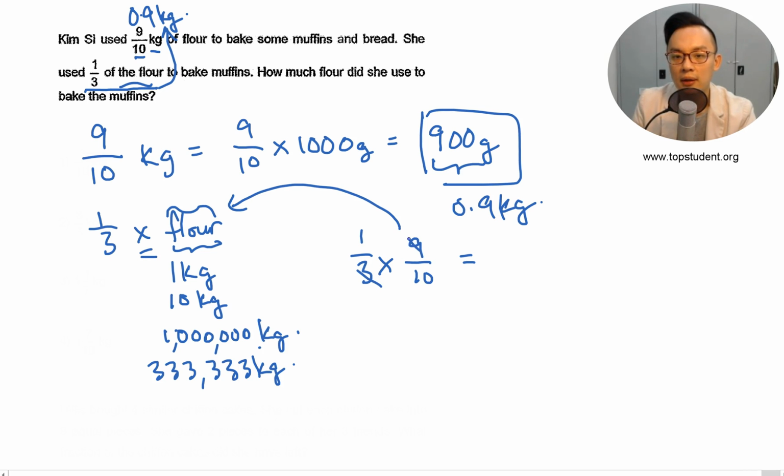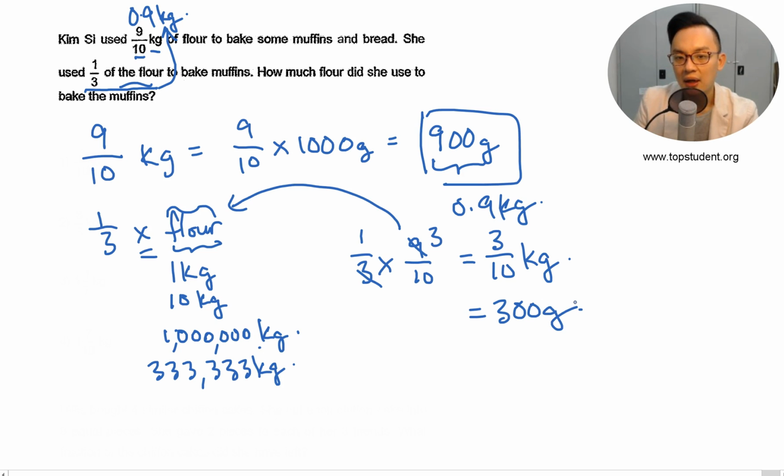So you cancel 1, cancel 3. So it becomes 3/10 what? The unit is 3/10 kg. All right. So it's actually, she used 300 grams to bake the muffins. Yeah, so be very careful with all these units over here, especially when you see this kind of question. Looks easy, but just tricky in terms of the units. All right, so just take note of it.